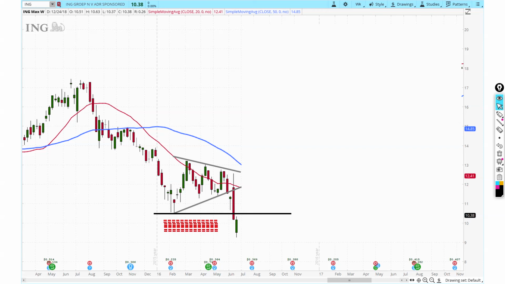And what you can see is that professional traders have actually placed a lot of buy orders over here at this level. After they buy into this pattern, they buy into a lot of panic and fear.